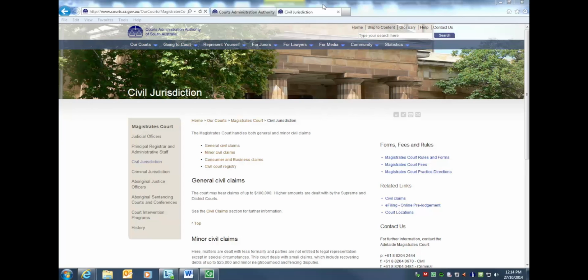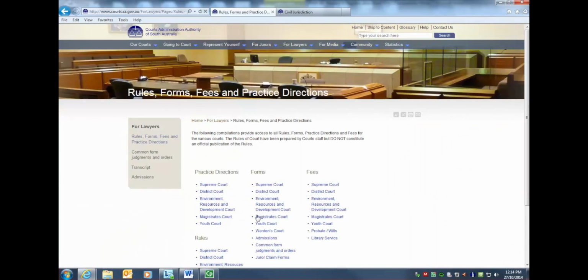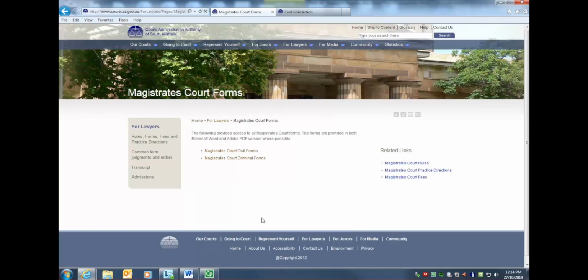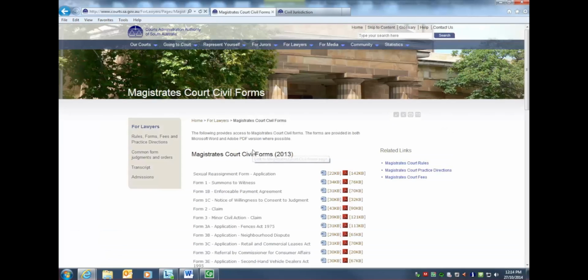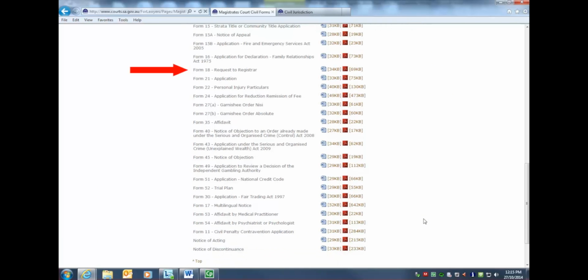Where do you find a Form 18? To find a copy of a Form 18, visit courts.sa.gov.au. Click on Forms, Fees and Rules on the left-hand side of the page. Click on Magistrates Court in the middle column labelled Forms. Then proceed to Civil Forms. Then select Form 18. This form is labelled Request to Registrar. Alternatively, see the link below. You can fill out this form on the internet, or you can obtain a form from the registry, which is an office located in the Magistrates Court.